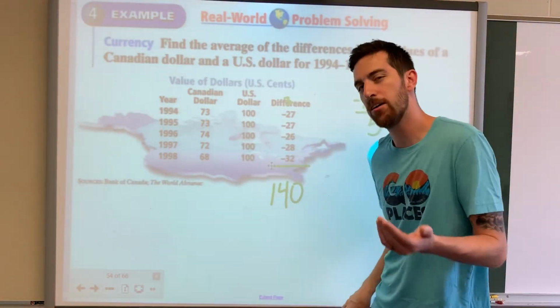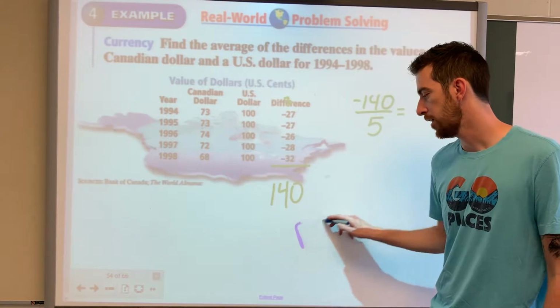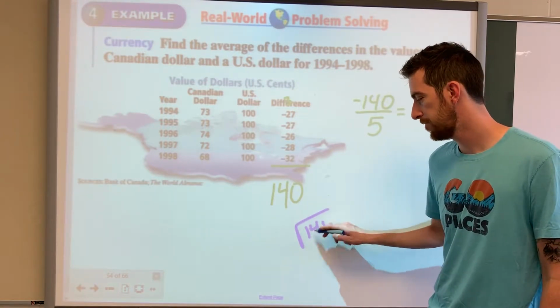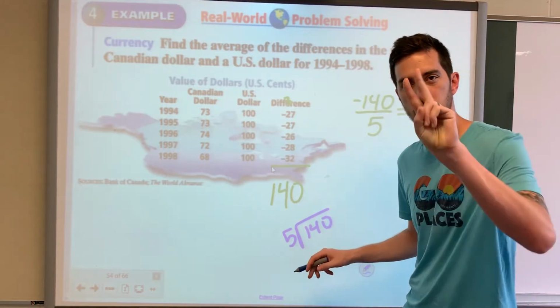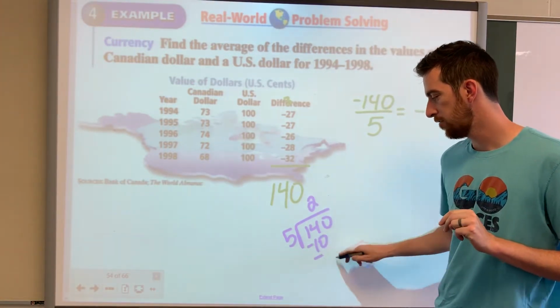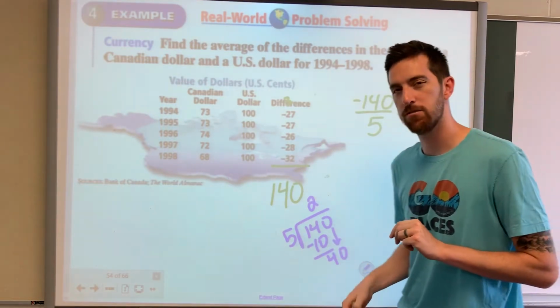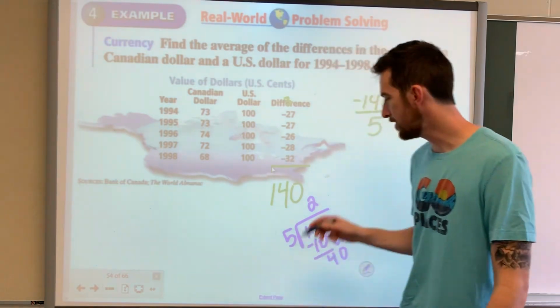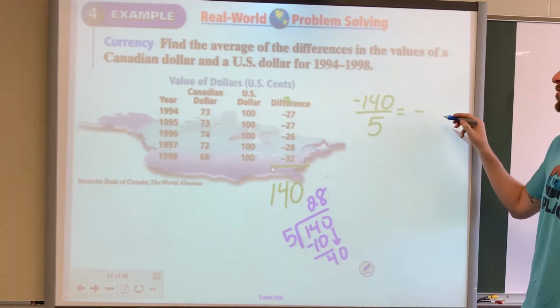Now, we might not know what 140 divided by 5 is, so let's do some long division. 5 doesn't go into 1. How many 5s in 14? 2. 2 times 5 is 10. 14 minus 10 is 4. Bring down your 0. How many 5s go in 40? Yes, 8. So we have 28. But in this case, it would be negative 28.